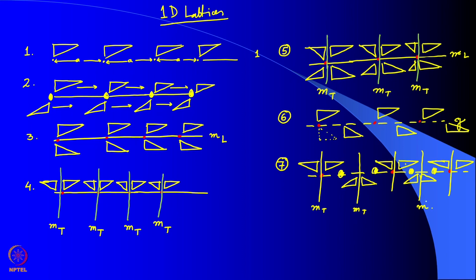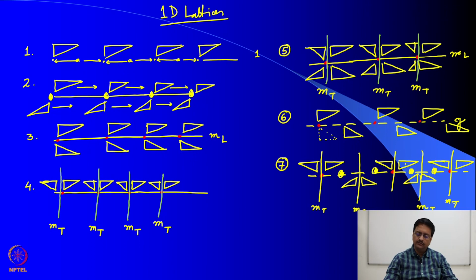So these are the 7 possible 1D lattices that one can think of. From here we will continue in the next class.